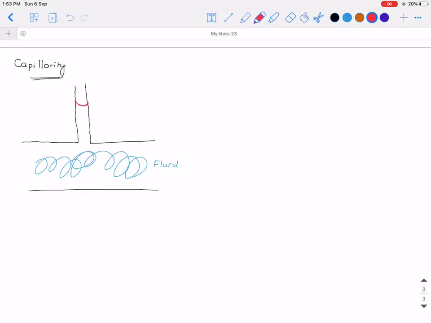Okay, so what would happen is that the fluid will rise to a distance h. Okay, and then we have the surface tension forces acting on it. Okay, let us say this angle is theta. Okay, for force balance, the surface tension force is equal to the weight supported in the tube.